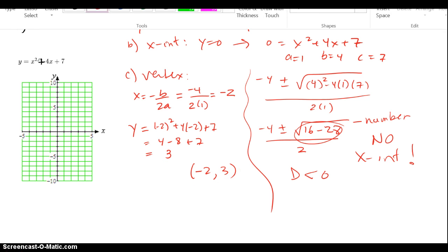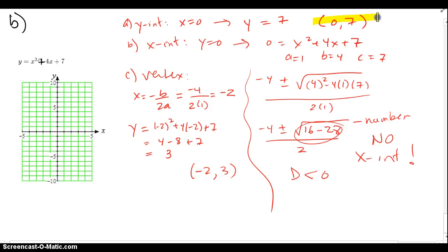So what do we have so far that I can graph? I just have this coordinate, which is the y-intercept, and I have this coordinate, which is the vertex, and I do know that it's got a positive leading coefficient, so it's going to open up. If I need any more ordered pairs for accuracy, I can make an xy chart. So let's go plot 0, 7, and then negative 2 to the left, 3 up. And I do know that it opens up, so it's going to go something like that.